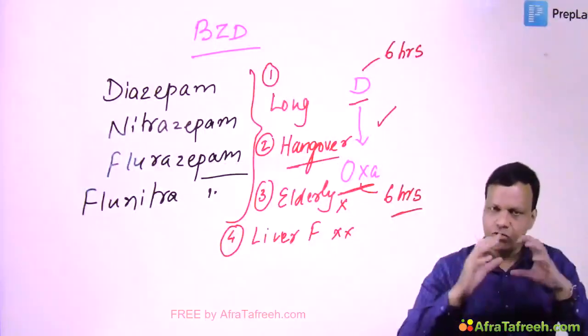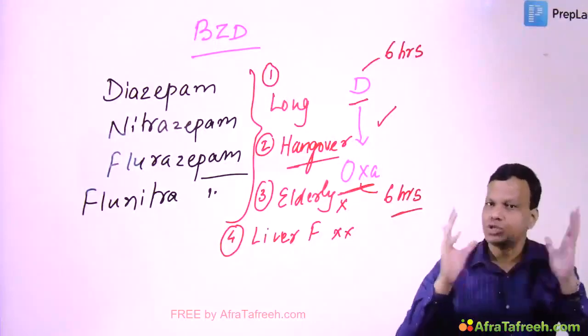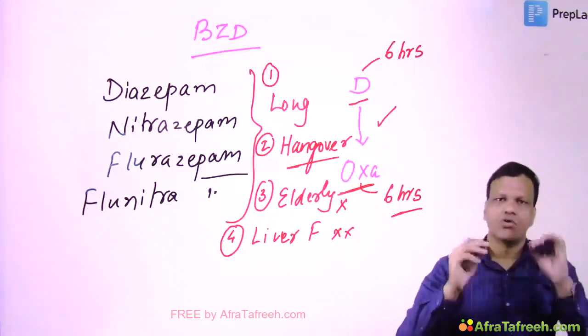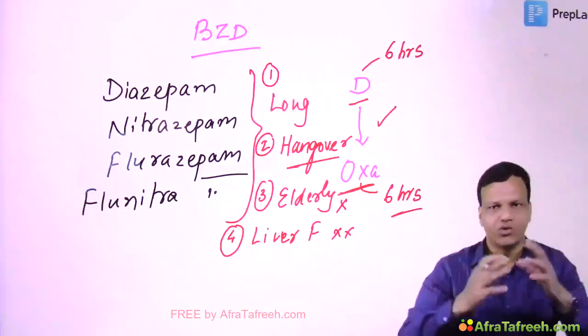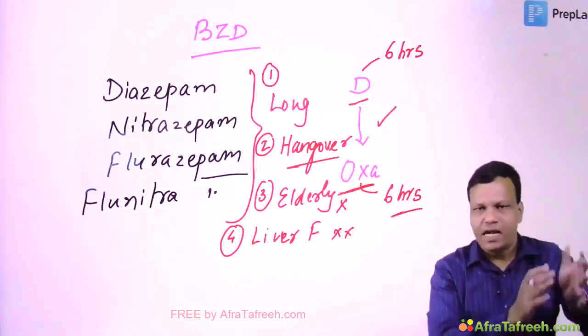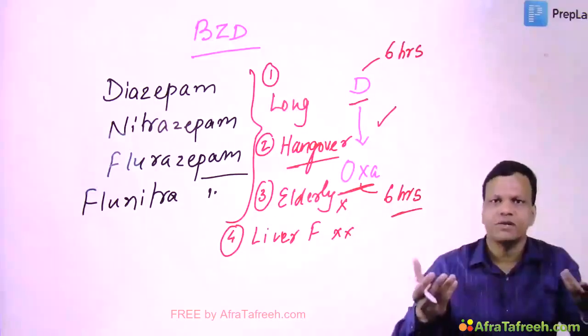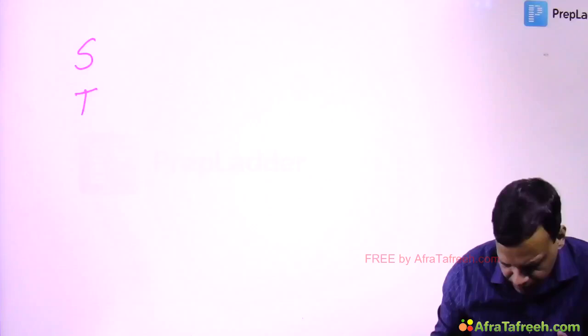So if we want to avoid these 5 problems, the simplest solution will be, we will want such a benzodiazepine which does not form active metabolite. If there is no active metabolite, it will be short acting, and if it is short acting, these problems will be solved. So what are those short acting benzodiazepines? You can remember the short acting benzodiazepines as STOOL drugs.